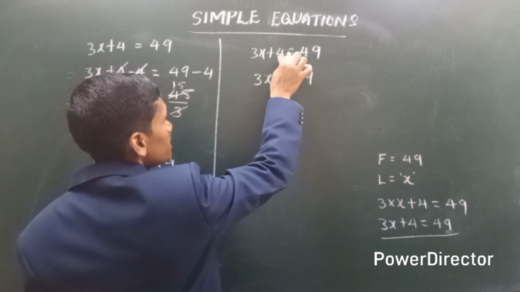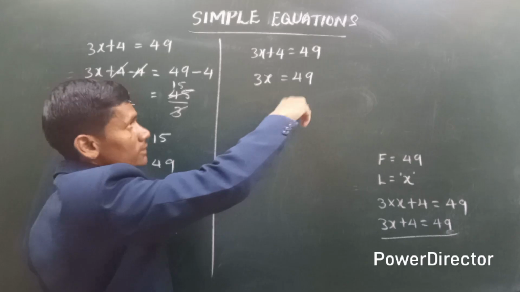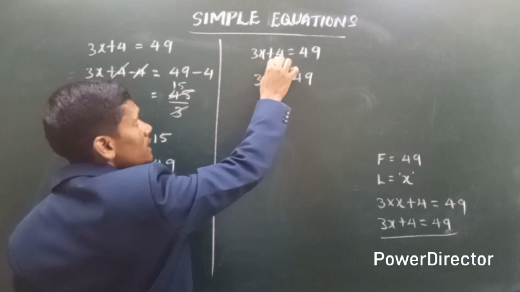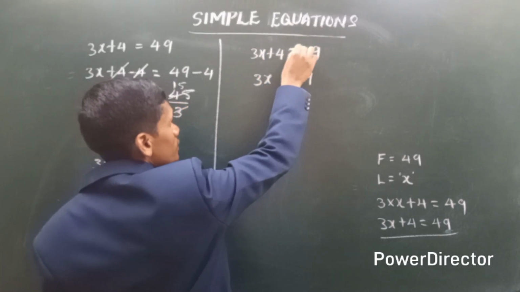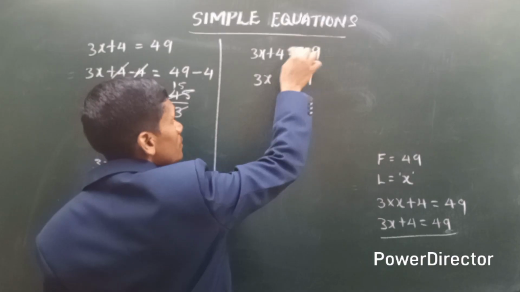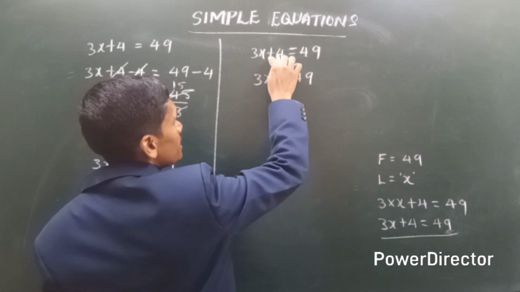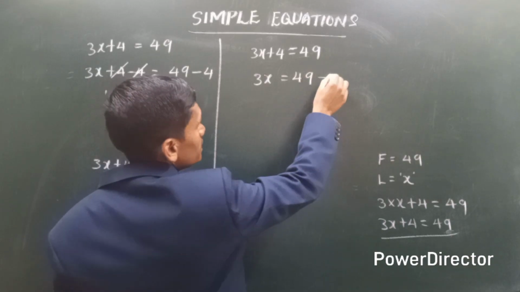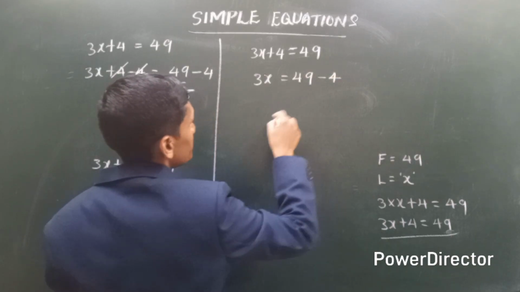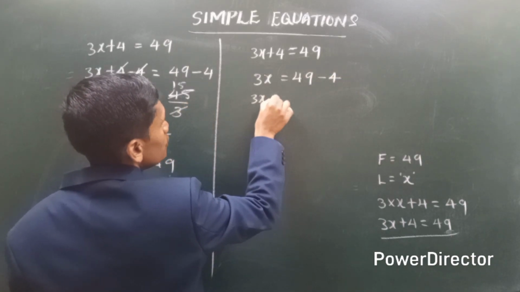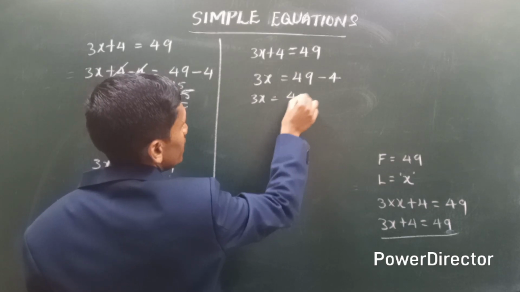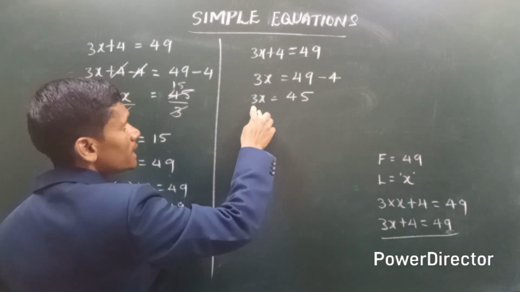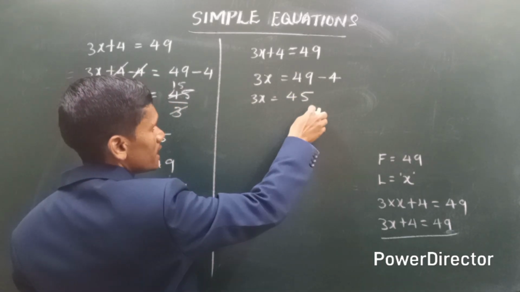If you take this number, you need to take it along with its sign. Here it is having a plus sign. If you take it to the right side of the equal to sign, the sign will be changed, the value remains the same. Means this plus becomes a minus on that side. It becomes the opposite sign, that is minus 4. So 3x is equal to 49 minus 4, which is what? 45, right?